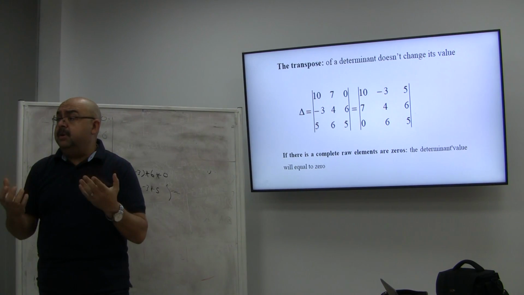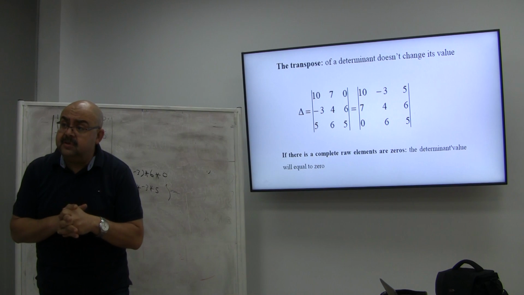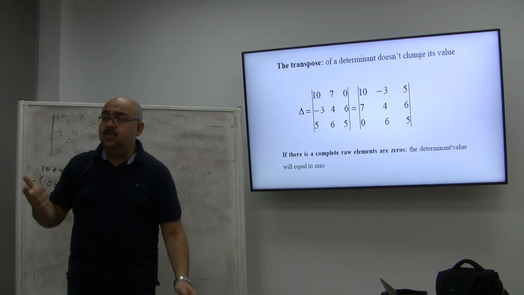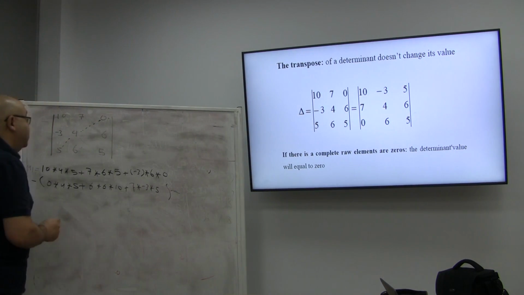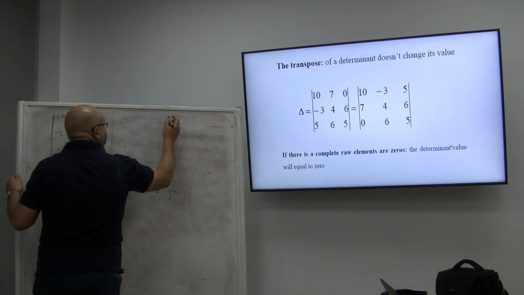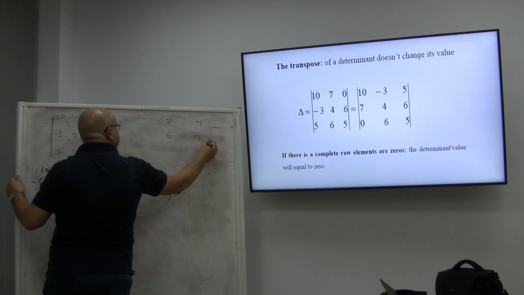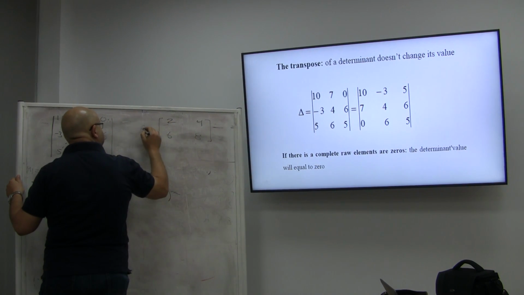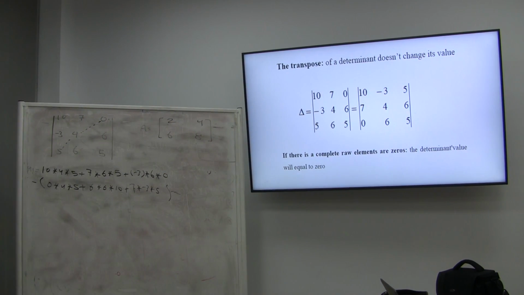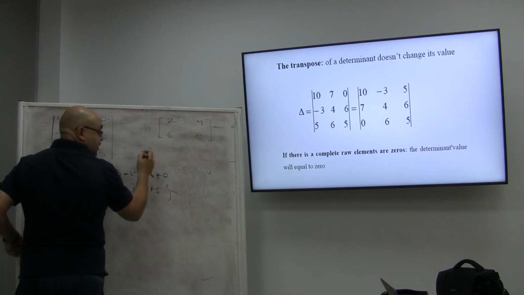How do you take a common value from a matrix? Take 2, 4, 6 and 8. You can take a common factor from the matrix, which is 2. It will be 2 times the matrix.